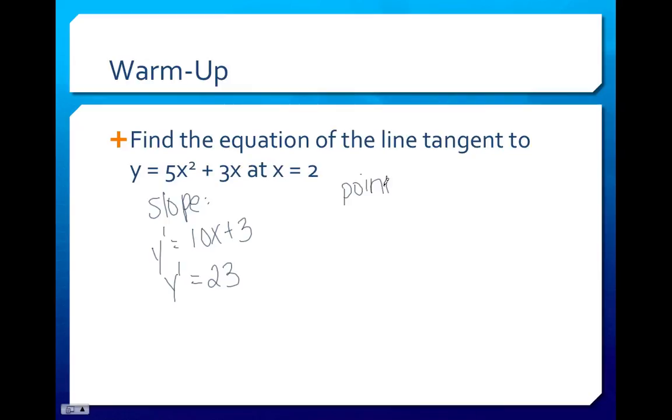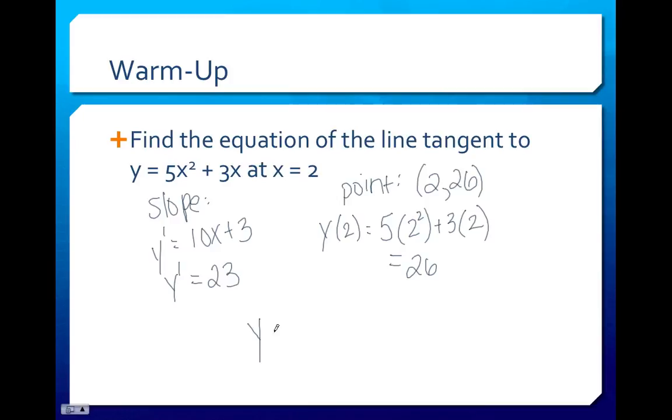For my point, I already know that the x value is 2. I need to find the y value. And so y of 2 is going to give me 5 times 2 squared plus 3 times 2, which is going to give me, is that 26? And so my tangent line is y minus 26 is equal to the slope, 23, times x minus 2. Or y is equal to 26 plus 23 times x minus 2.